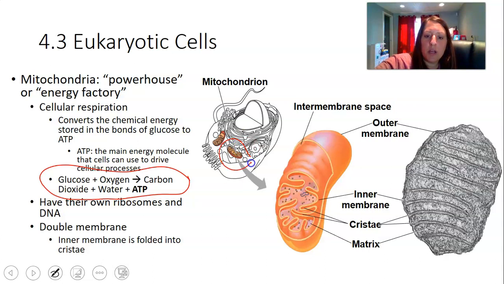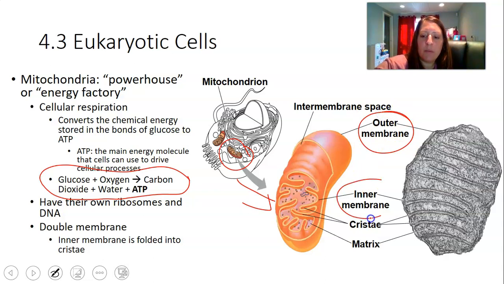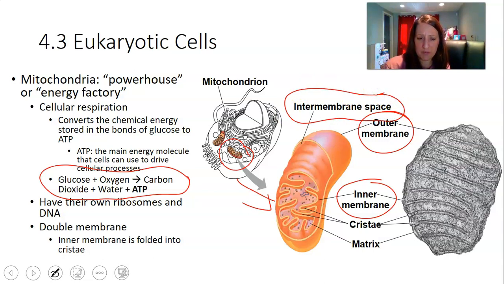Here's a mitochondria blown up. Mitochondria look kind of like kidney beans. They're pretty neat little organelles. They've got an outer membrane. They've got an inner membrane. And in between them, they have a space called the intermembrane space. That space is really, really important to the process of cellular respiration. The inner membrane is also folded. Okay, and those folds are called cristae. Think about why. Why would it be folded?